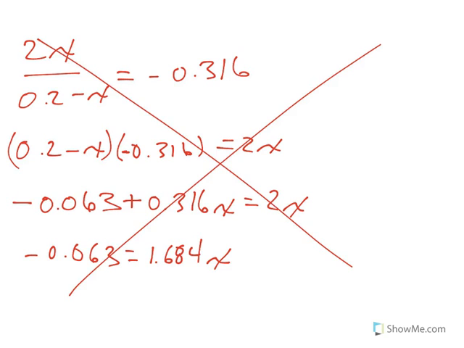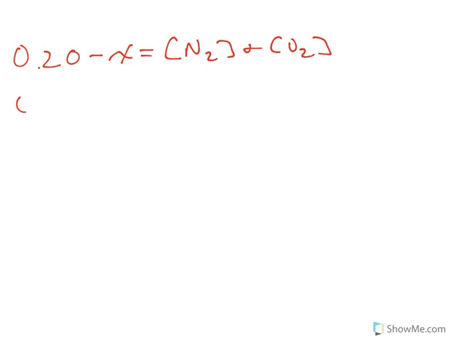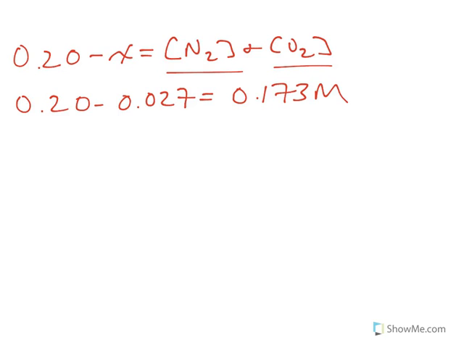And we're going to go ahead and put an x through this because we don't need the negative root. And we have 0.2 minus x was equal to the concentration of the N2 and the O2. And in this case, it was 0.2 minus 0.027. So that is going to give us a concentration of 0.173 for both the O2 and the N2. All right. For the NO, that was just simply 2x.